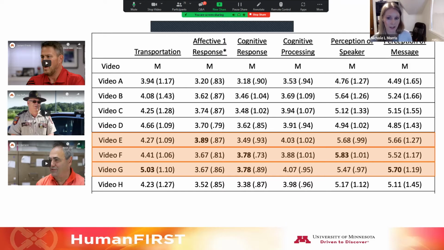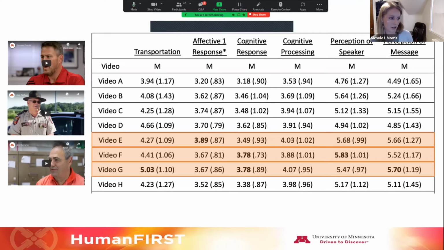We had some cognitive response, making them think, and then also we had perception of the speaker. So of course you're going to have a lot of perceived authority and respect for a trooper giving their experience about these crashes, and then the perception of the message was high for Art, and really having that kind of emotional connection that he was providing as a parent being involved in a crash with their child in the vehicle.